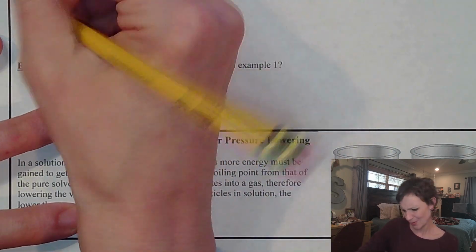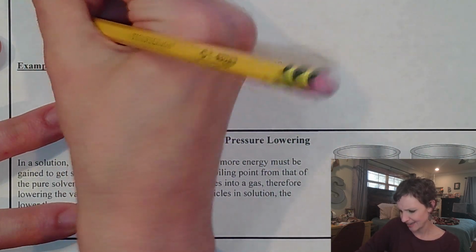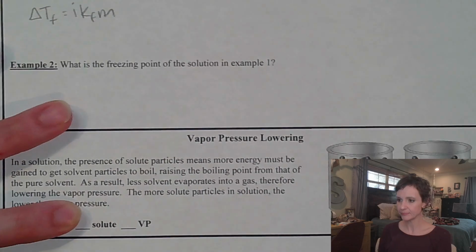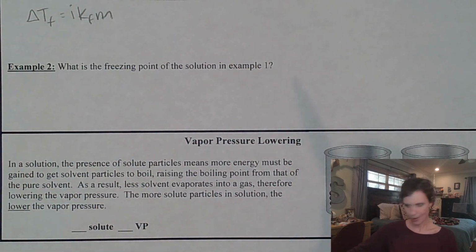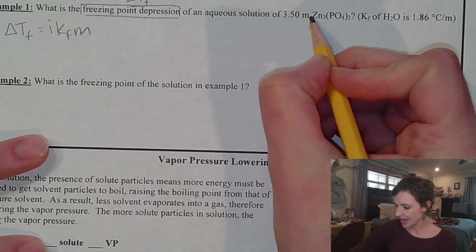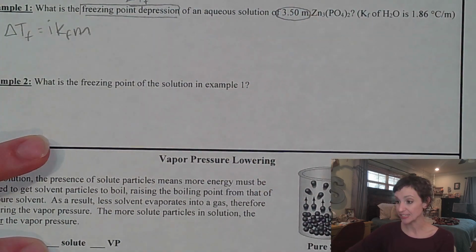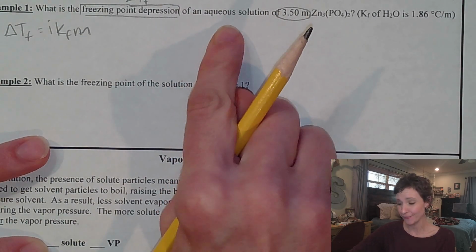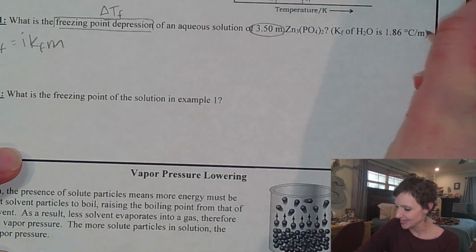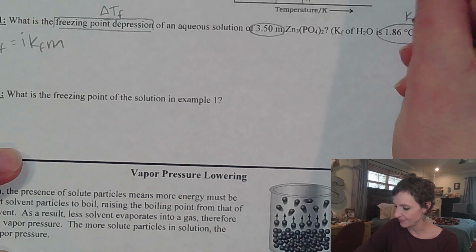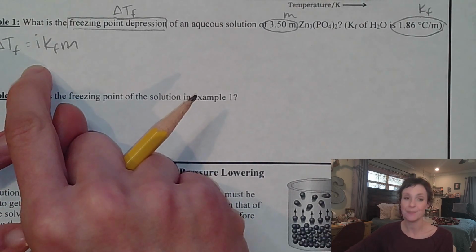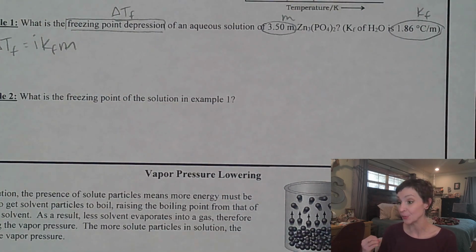Well, I know the equation for this is very exciting. Delta TF is equal to i Kf m, molal, sorry. So I'm like, okay, I hope I have all of those things. Yes, I do have a 3.5 molal solution, and it is an aqueous solution, which means my solvent is water. Did they give me the Kf for water? They sure did. So I have my Kf, I have my molality. The only thing I'm missing is my van 't Hoff factor. How many particles is this going to dissociate into when it gets in solution?